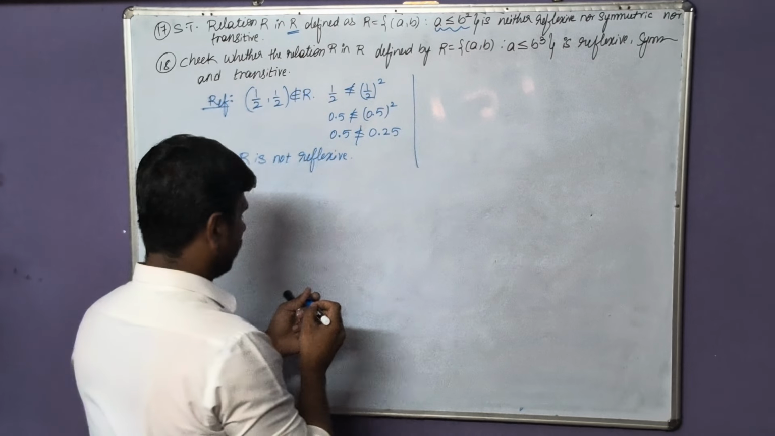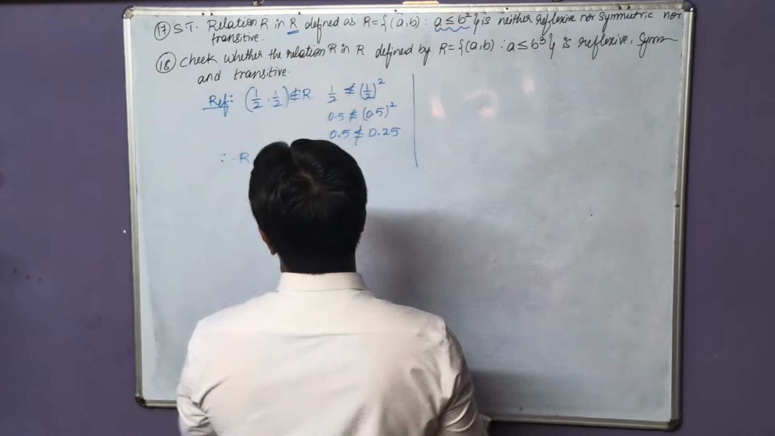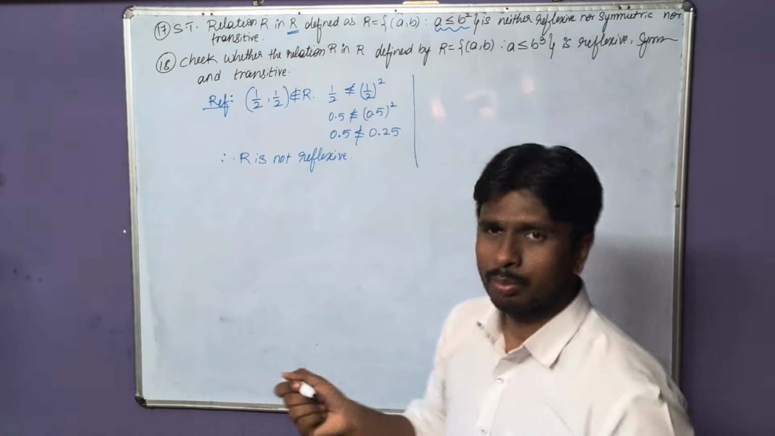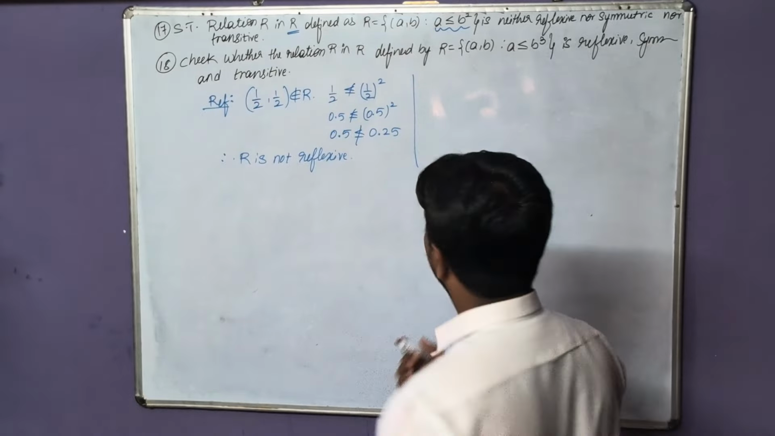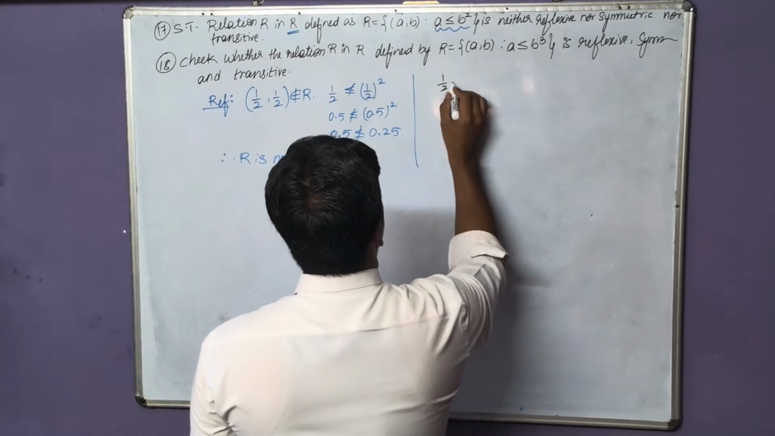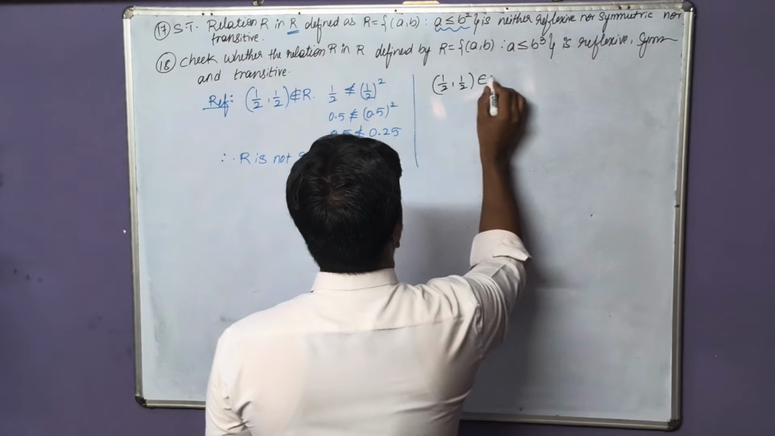I will write the solution for the second question here. If 1 by 2 is not less than or equal to 1 by 2 the whole square, does 1 by 2 satisfy being less than or equal to 1 by 2 the whole cube? No, not at all. So here also we can say (1 by 2, 1 by 2) does not belong to R.